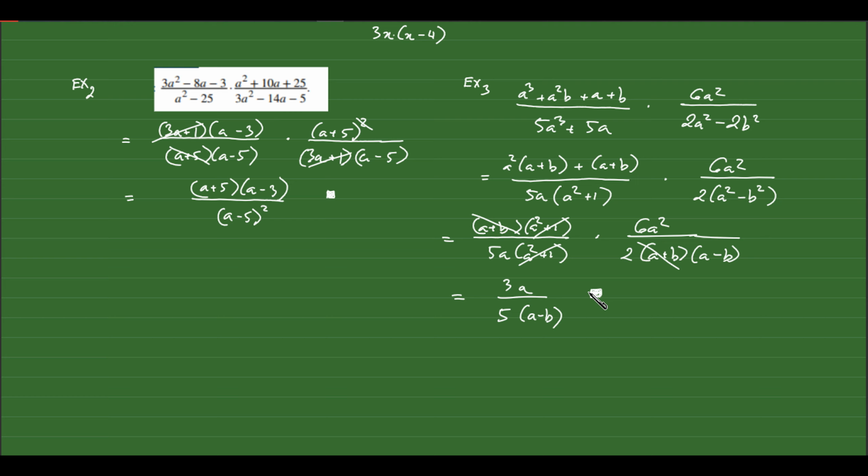Okay. So let's make our conclusion for rational expression multiplication. All you have to do is factor everything out. Whatever you can factor, go ahead and factor. Then you see something similar on the top and the bottom, you cross them out.